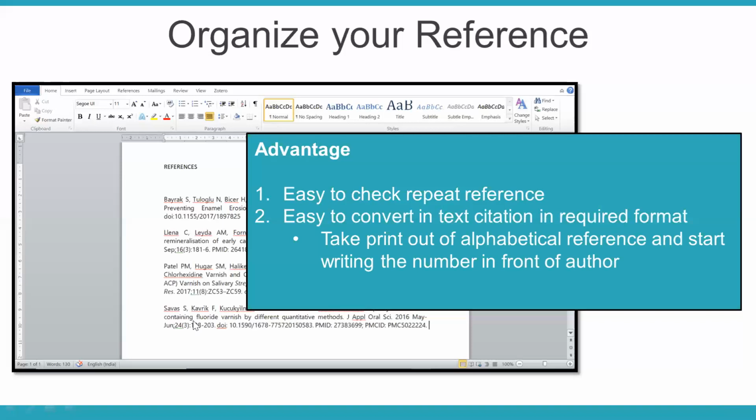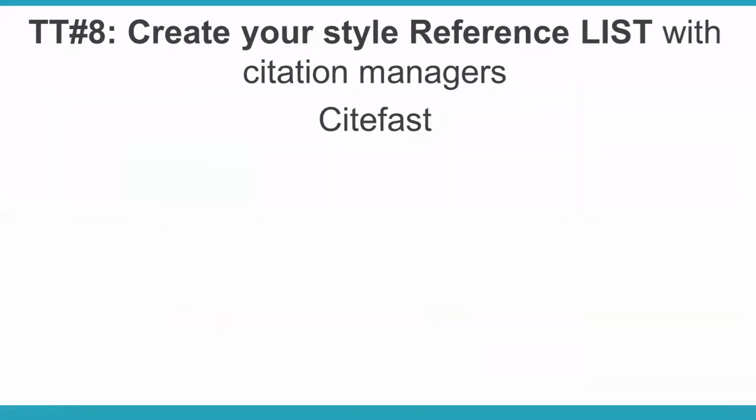So take printout of alphabetical reference and start writing the number in front of author in the sequence as it is appearing in text of your various sections. Then arrange and save that in a new document. Don't change that document. Once you are aligning that, save it in a new document. Don't alter your old document. Copy that document once again and then arrange it in a new document.